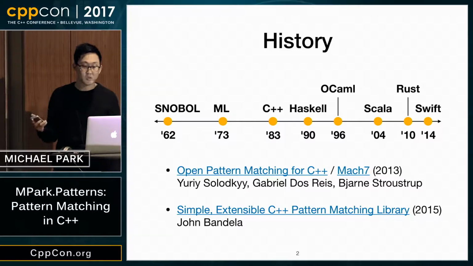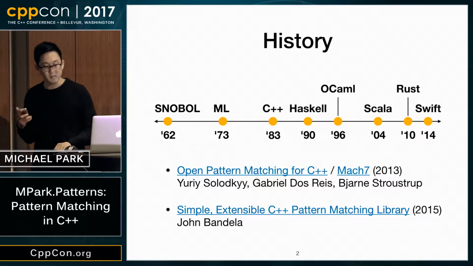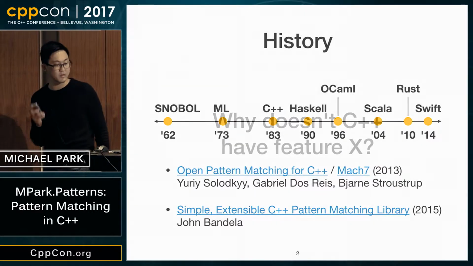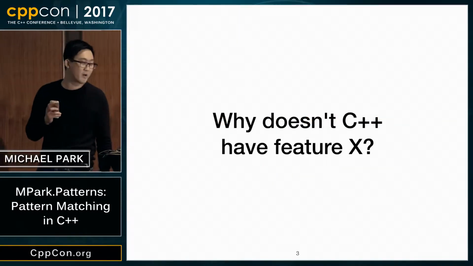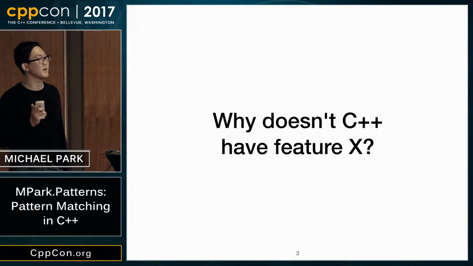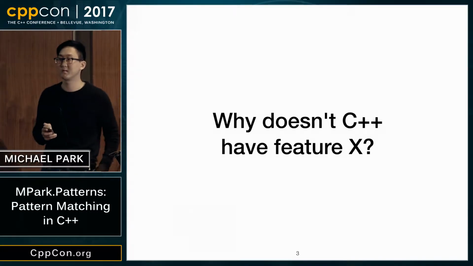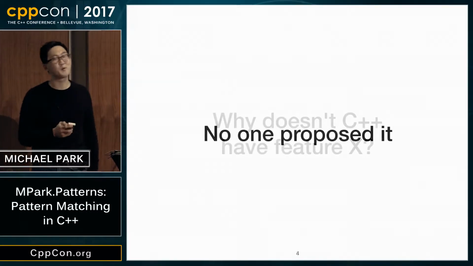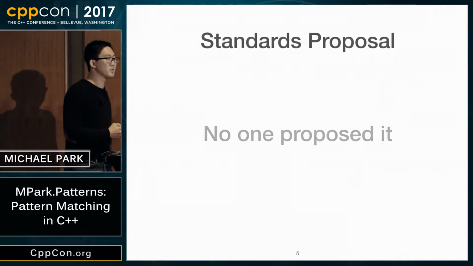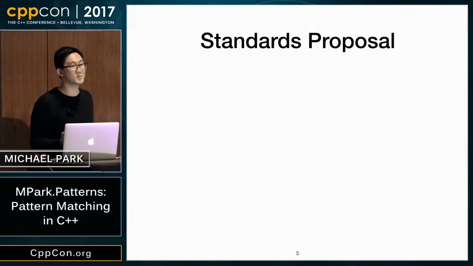So I have a question, which is, what is the most common answer to this question? Why doesn't C++ have feature X? Most common answer. Michael? No one's proposed it. No one proposed it. OK, so we need some kind of proposal to actually add it to the language.